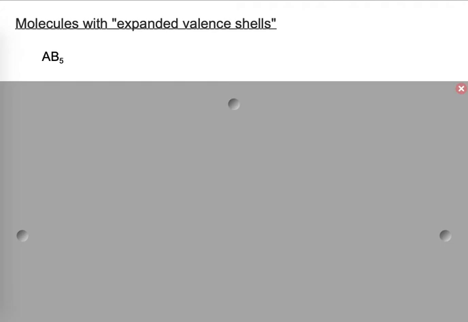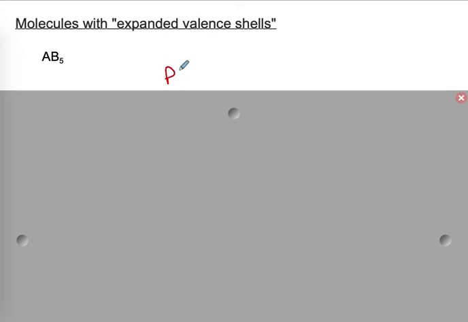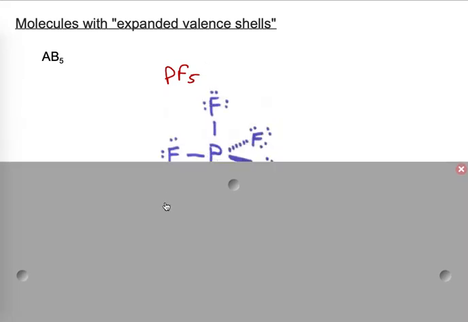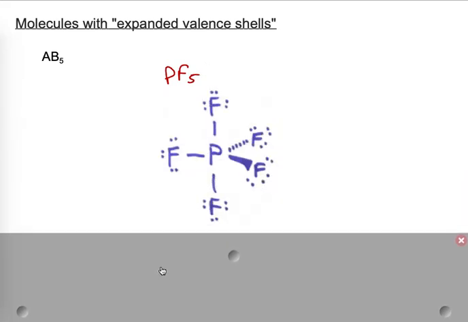An AB5 molecule would be an example of a molecule in which there are 5 atoms bonded to the central atom and no lone pairs. Well, if there are 5 atoms bonded, that's got to be more than an octet of electrons. An example of this would be the molecule phosphorus pentafluoride. And it turns out in phosphorus pentafluoride, here's how the 5 PF bonds are arranged. 3 of them are in a trigonal plane with bond angles of 120 degrees. The remaining 2 are in a linear orientation perpendicular to that trigonal plane, such that the angles between the trigonal plane and the linear orientation are 90 degrees.